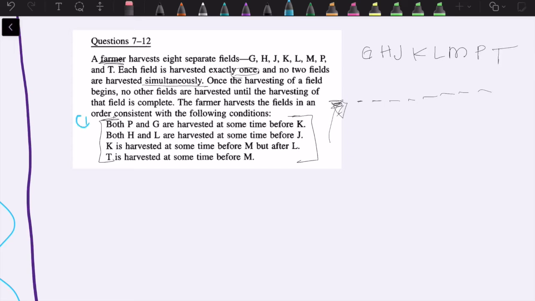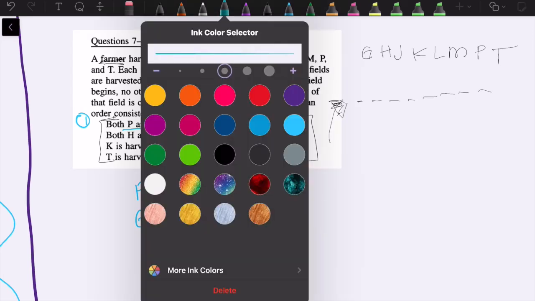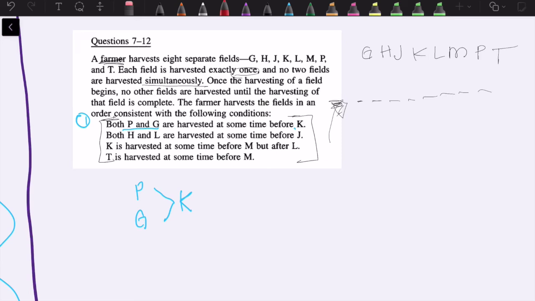All right, so number 1 says, both P and G are harvested at some time before K. So we know that P and G are both coming before K. That's all we know. We just know P and G relative to K, they're coming first. These are the kinds of things that you want to start thinking about on the test. But when you're thinking about certain kinds of rules, we want to think, okay, well, P and G have to come before K. So technically, we know P and G cannot be last because then there would be no room for K to go.